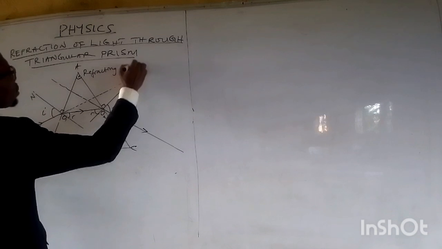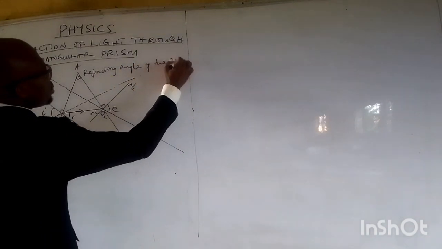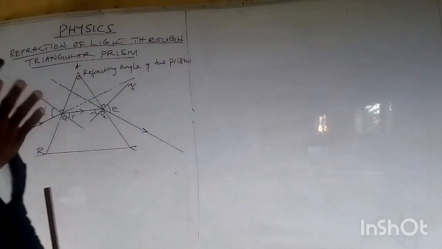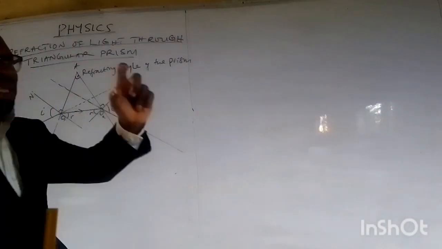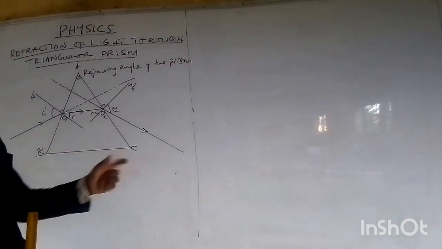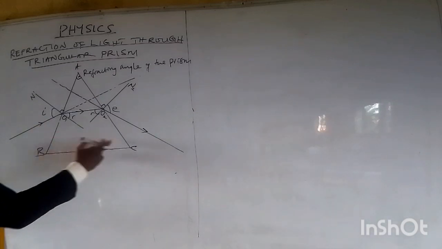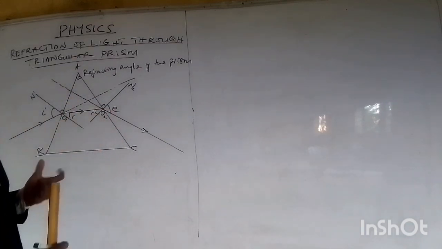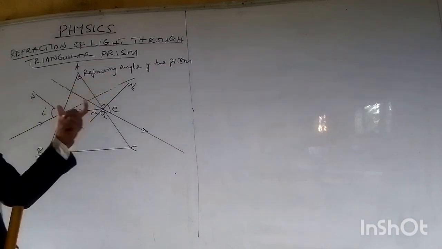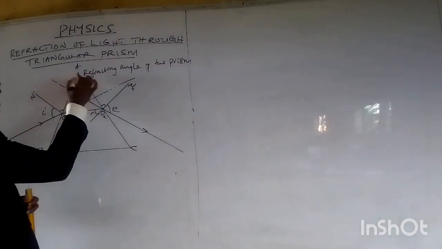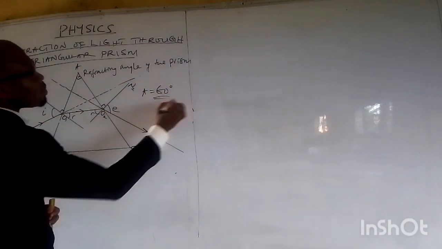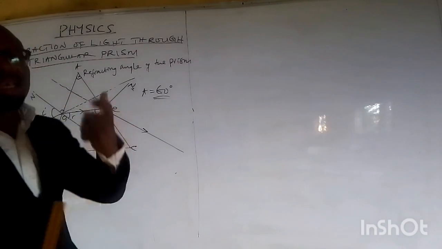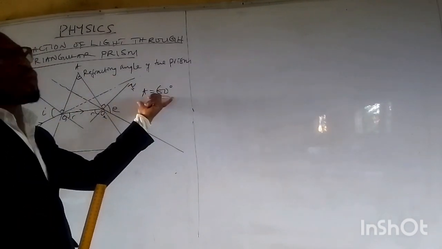Refracting angle of the prism. Now, there are basically two types of prisms. Once we have equilateral, equilateral means the three sides are equal. And of course, the angle that forms this equilateral triangle is 60 degrees. 60 plus 60 plus 60 will give us 180 degrees, so the sum of the interior angles of an equilateral triangle is 180 degrees. Therefore, this refracting angle A is equal to 60 degrees. Even if it is not given in the question, they say an equilateral triangle is always 60 degrees.